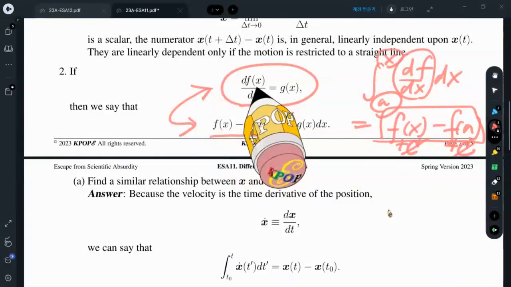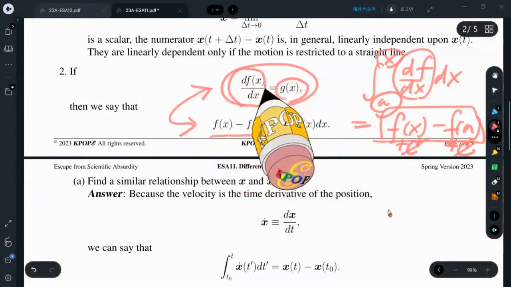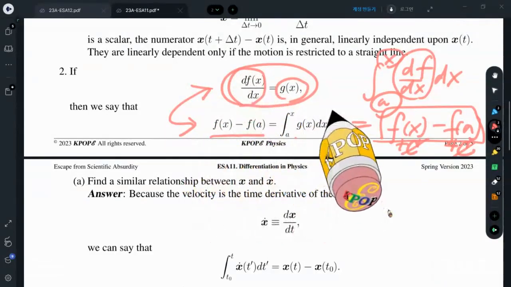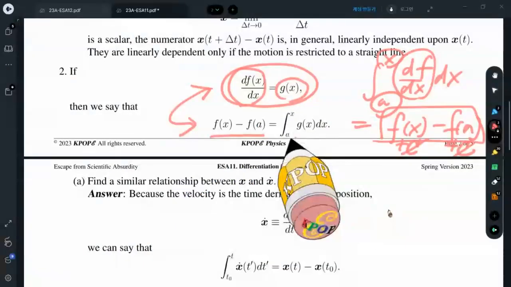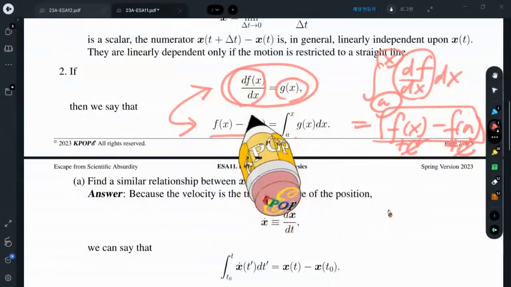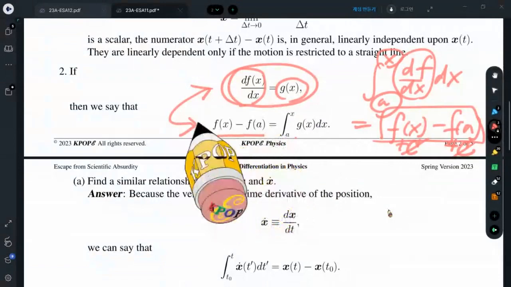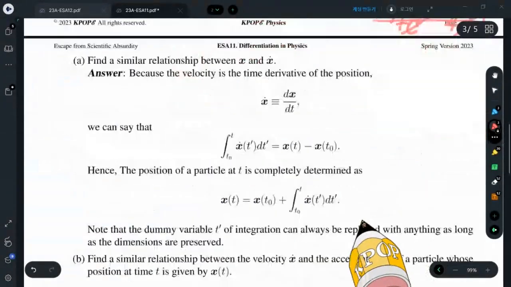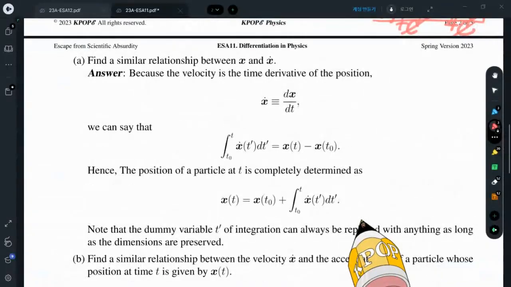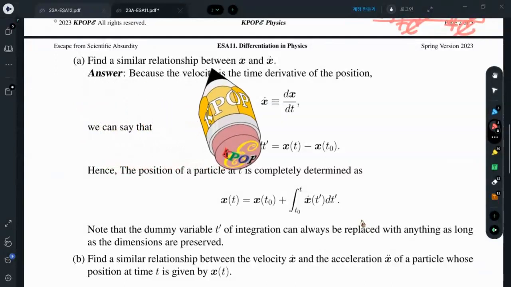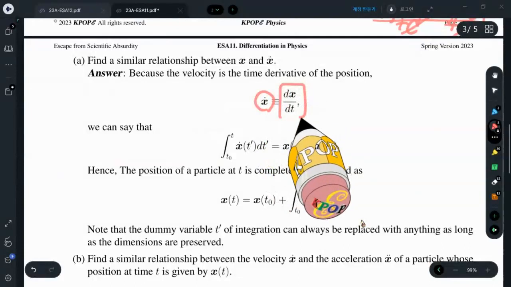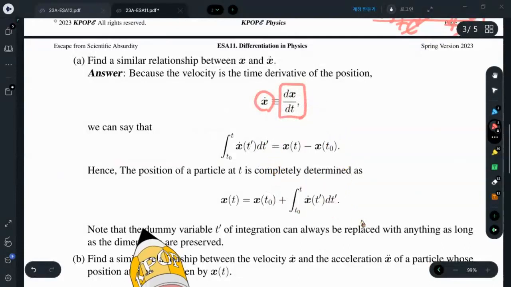So g is the derivative of f. This is exactly equivalent to g's integral from a to x plus f of a is in general f of x. You learned this in high school. We use this one to find some integral. Find the similar relationship between x and x dot. X dot is defined by the time derivative.